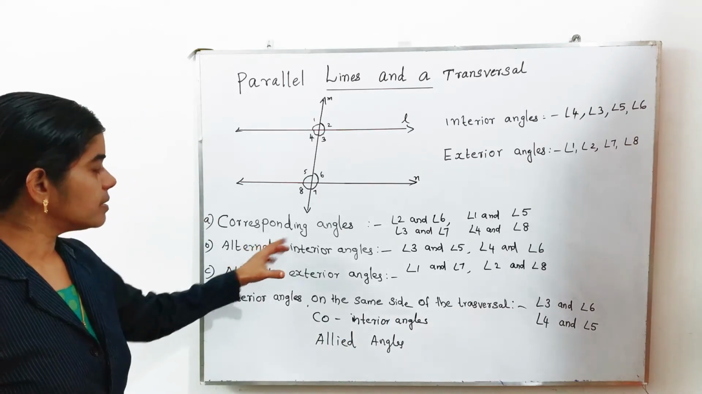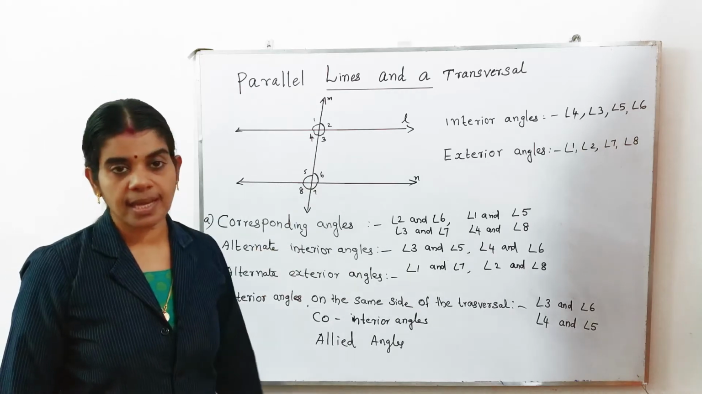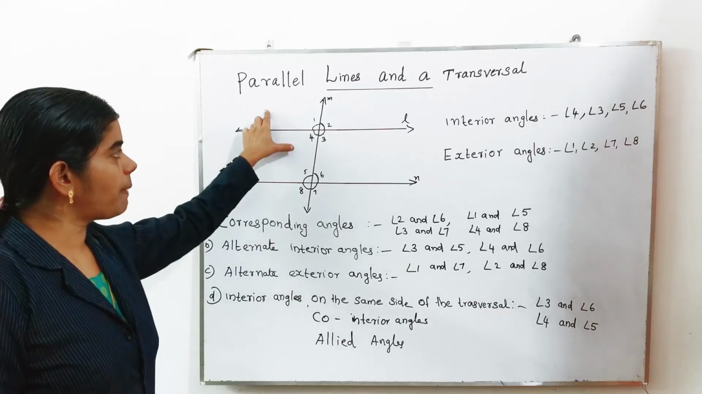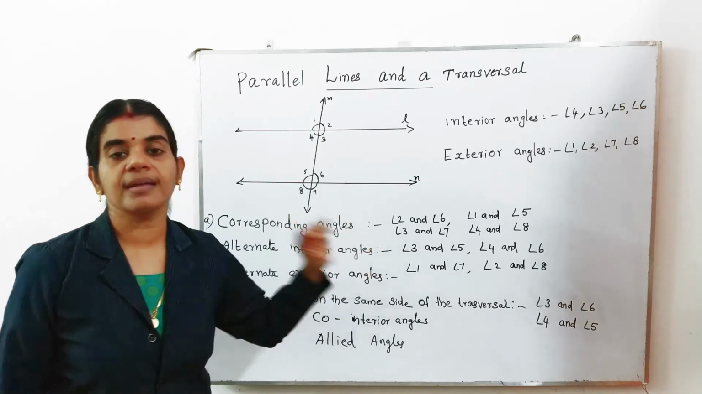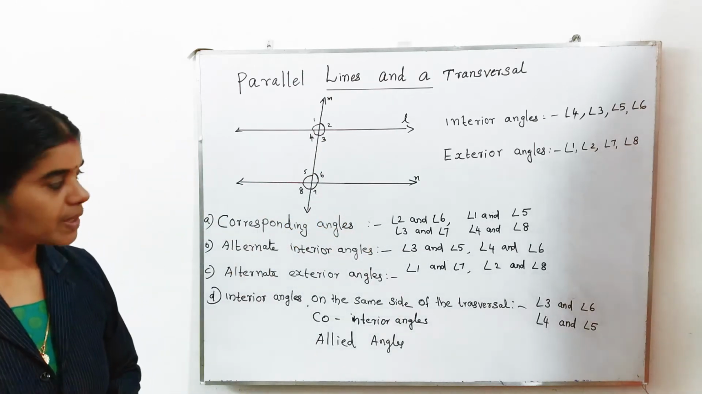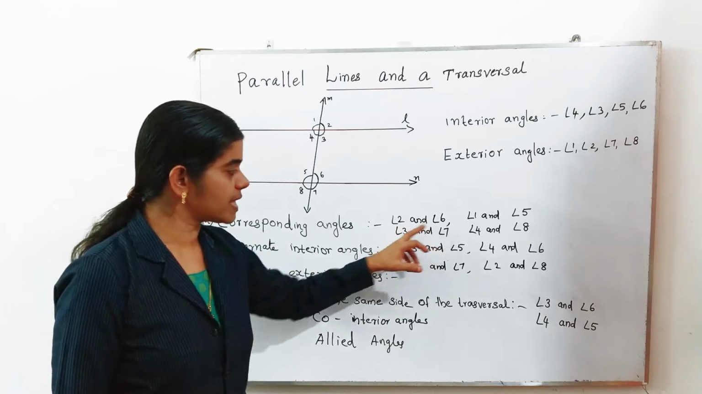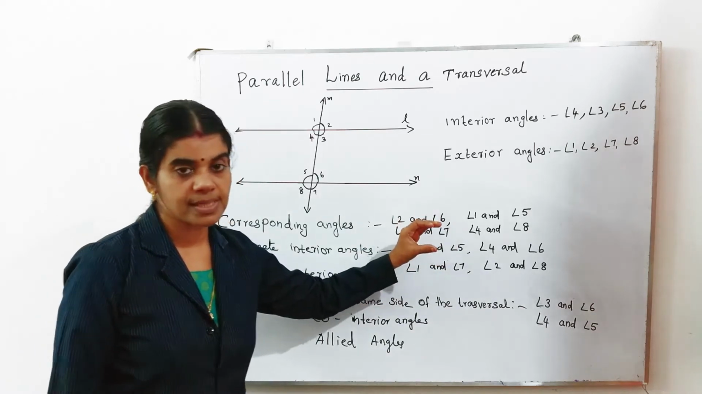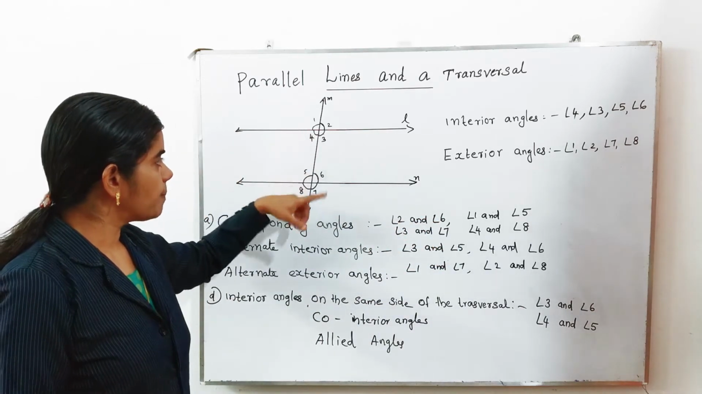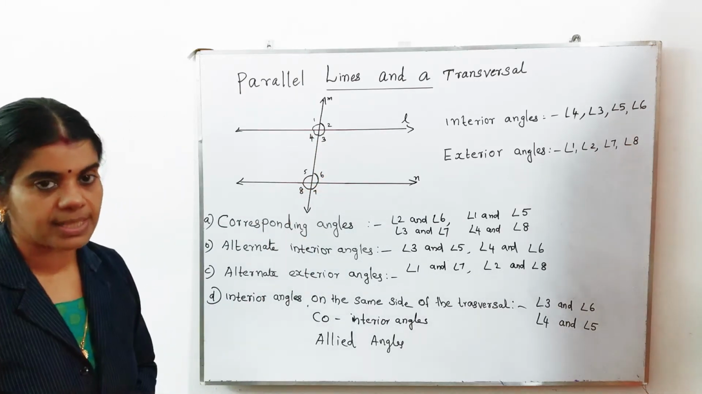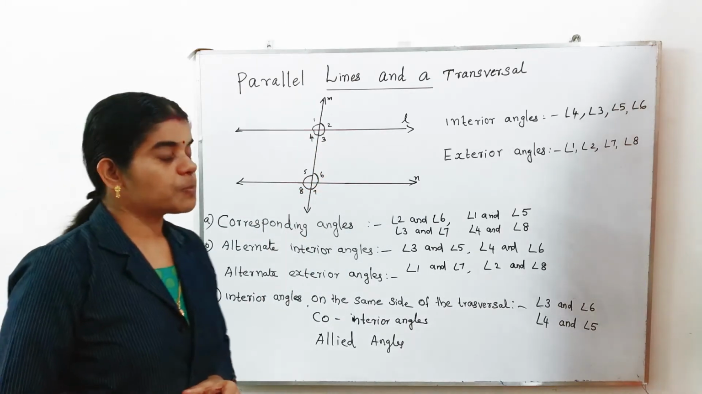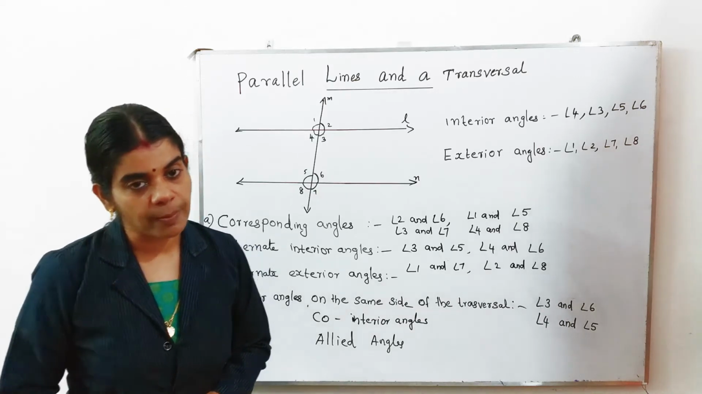Next, these are the corresponding angles I already told. If two parallel lines are cut by a transversal, the corresponding angles will be equal. Then 2 will be equal to 6, 3 equal to 7, that pair is written. Angle 2 will be equal to 6. If two parallel lines are cut by a transversal, a pair of corresponding angles will be equal.